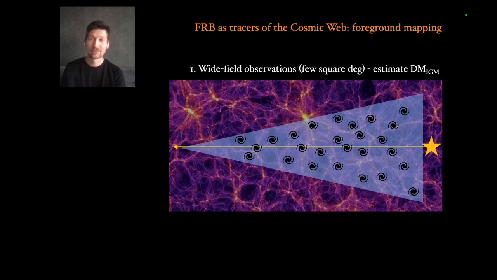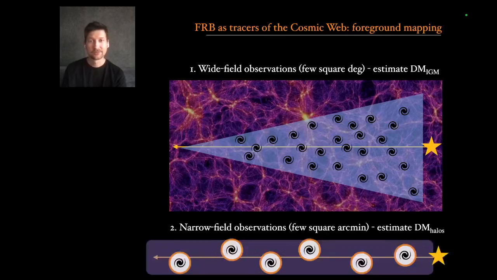Because galaxies are biased tracers of the density fields, we can then use this wide field distribution of galaxies to perform the density reconstructions. And the second step is the narrow field spectroscopic survey, which is required to identify the galaxies and groups whose halos are intersected by the FRB signal.